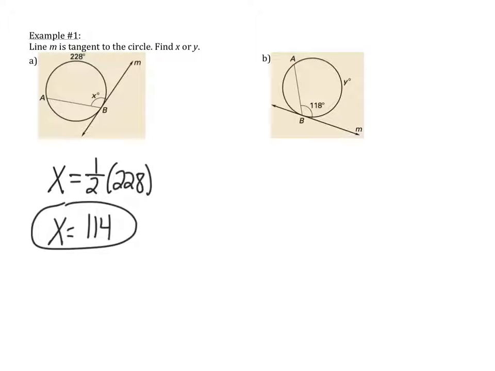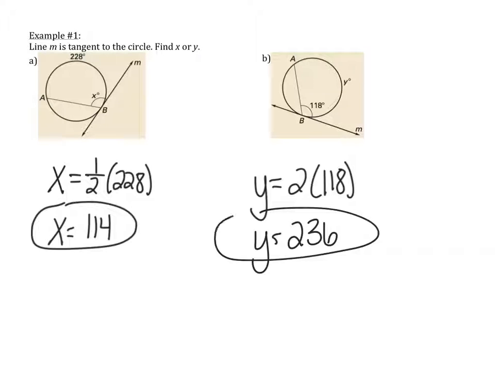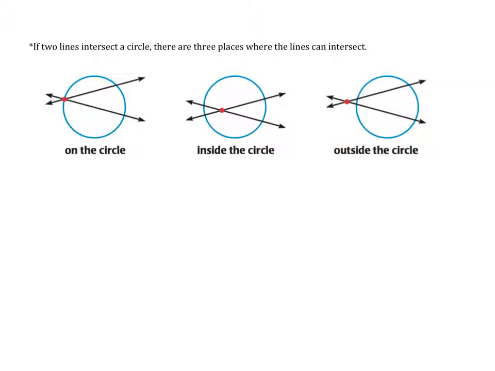Now on to part B. We see another tangent line intersecting with a chord at point B, and we're given that the angle is 118 degrees. We know that this angle is half the measure of its intercepted arc, which is what they're calling y. So therefore, we would have to double 118 to get y. So therefore, y equals 236.